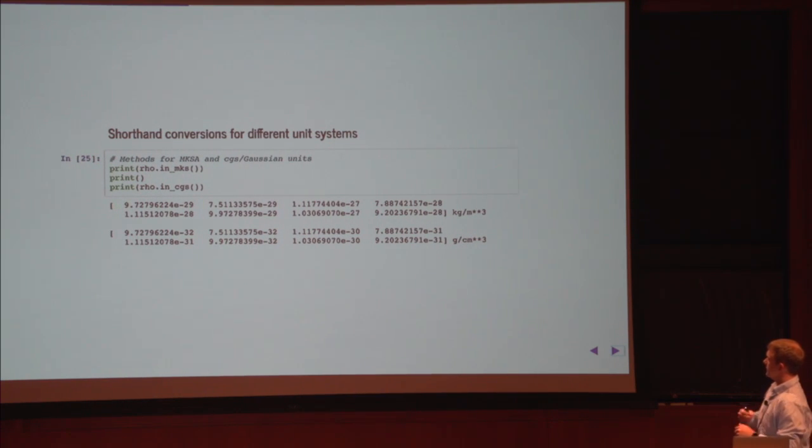For unit systems that you might use fairly frequently, there are shorthand conversions. So for example, I can do rho.in_mks to give it to me in kilograms per meter cubed, and I can do rho.in_cgs to give it to me in CGS units. And that will work for any, we call them YTArrays, so that's a numpy array with units. It will just figure out what dimensions it needs and do the conversion.